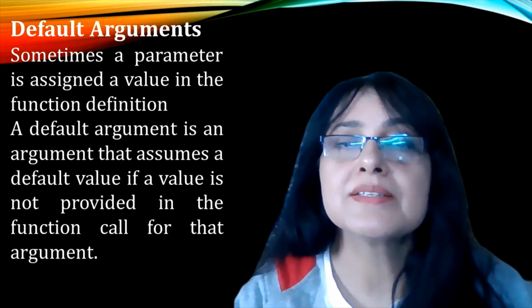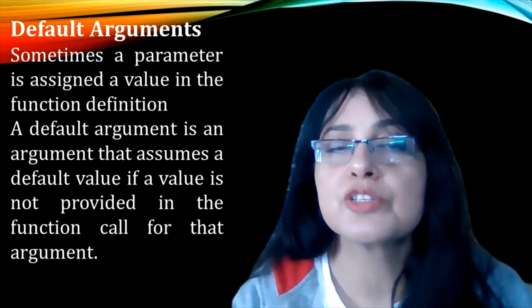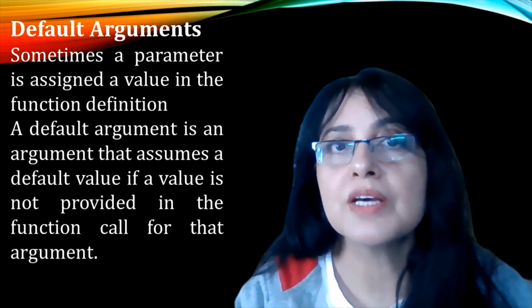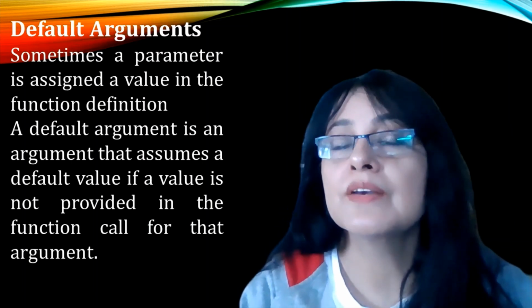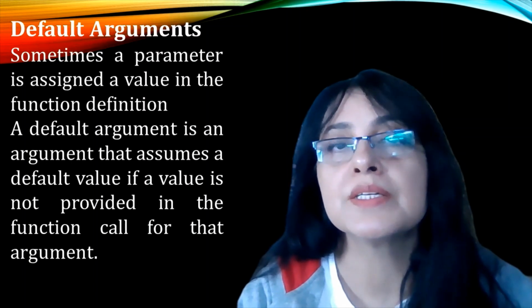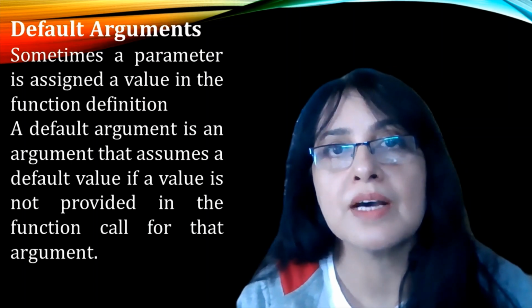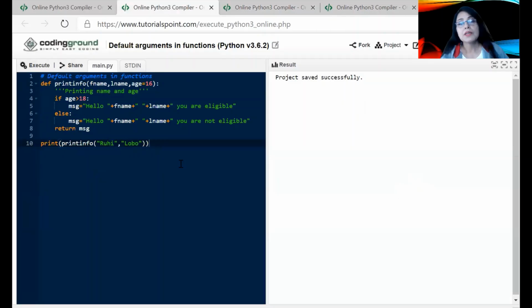Sometimes a parameter is assigned a value in the function definition. A default argument is an argument that assumes a default value if the value is not provided in the function call for that argument. We look at default arguments in functions where we have print info, the name of the function that we were using earlier. In this case, we've given a default value to age.